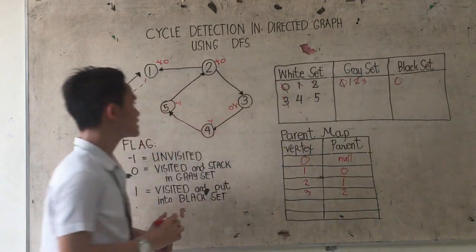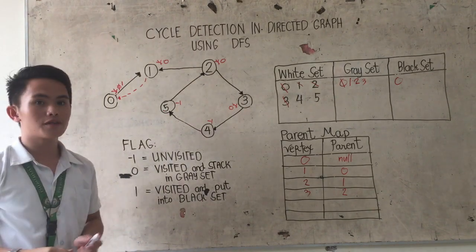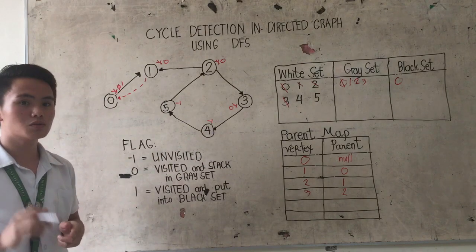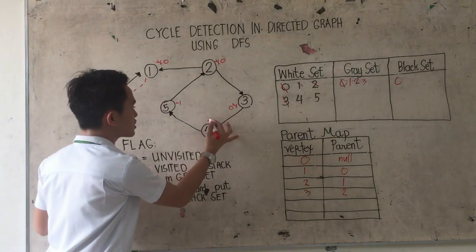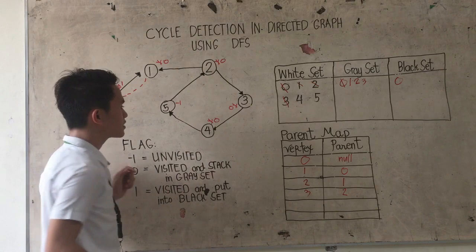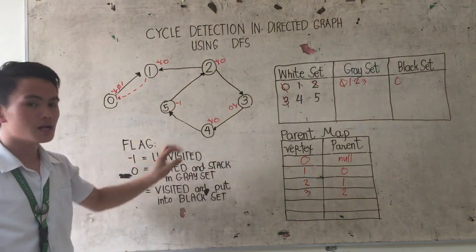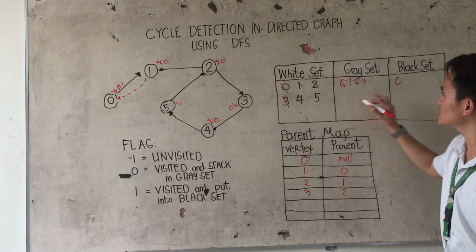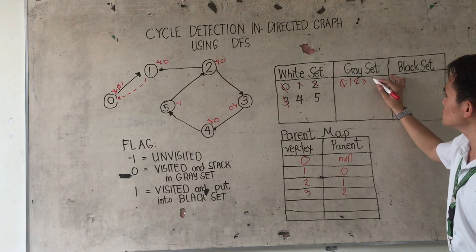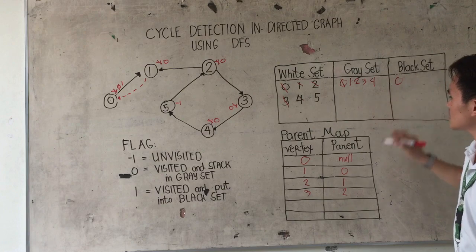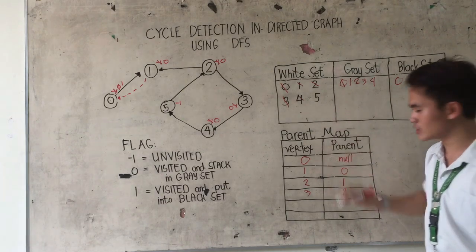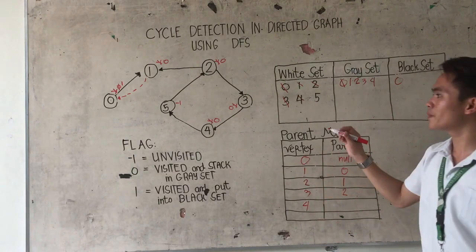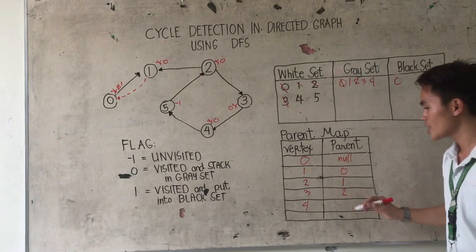And now let us proceed to finding the neighbor of 3, which is 4. Since we will visit 4, let's change this into 0. And since we have visited 4, let's pop out 4 from the white set and then write it down in the gray set. And the vertex is 4 since we just visited 4. So the parent node of 4 is 3.